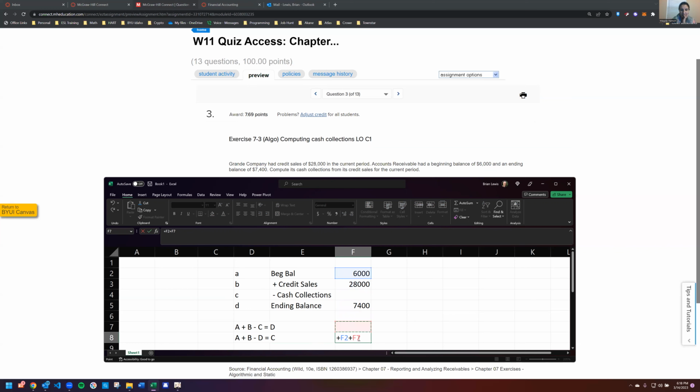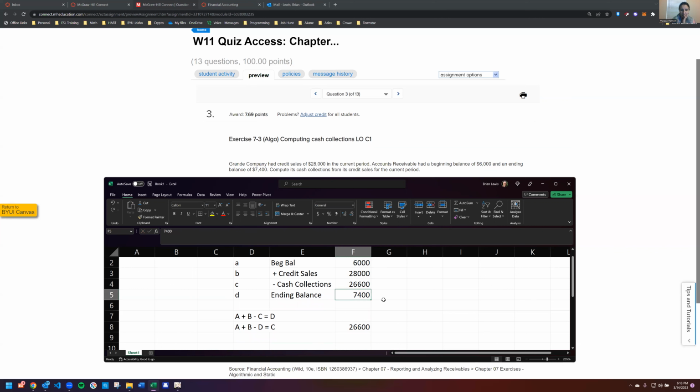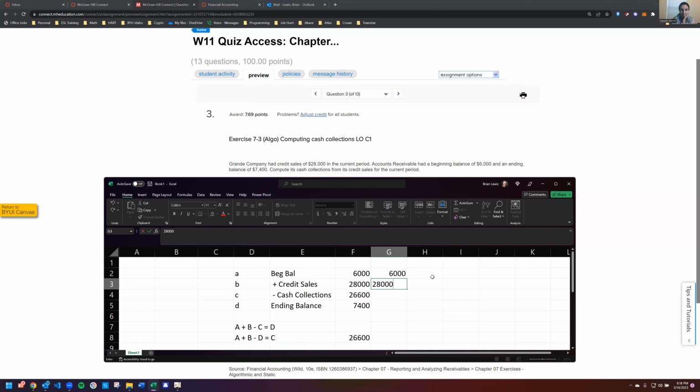That plus that minus this should be, what's this number? 26,600. Oh, okay, so that's what it should be. But let's verify that. So 6,000 plus 28,000 minus 26,600. And then let's just do the sum of these two numbers and voila. So it works out perfectly, right? So this is how I would have approached it, yeah? Okay.